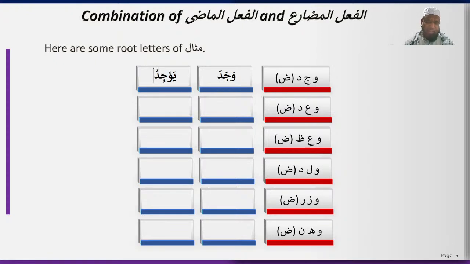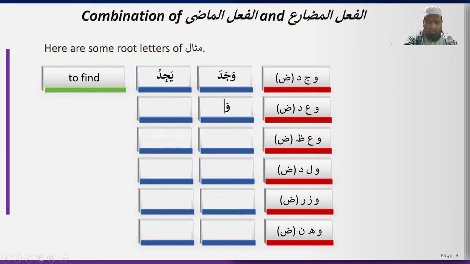This is Al-Fi'l Al-Mudari Lil-Ma'lum, and it is not Bab Sami'a, so the rule is applied. What is the rule? In Al-Fi'l Al-Mudari Lil-Ma'lum, the waw drops. It becomes Yajid. Wajada, Yajidu. To find.